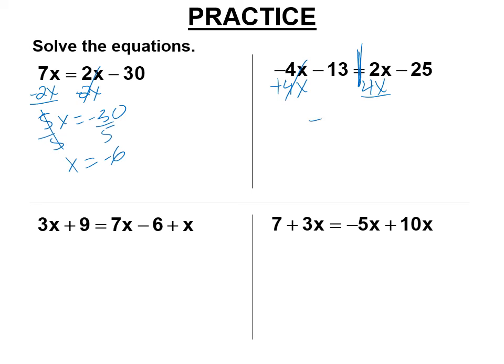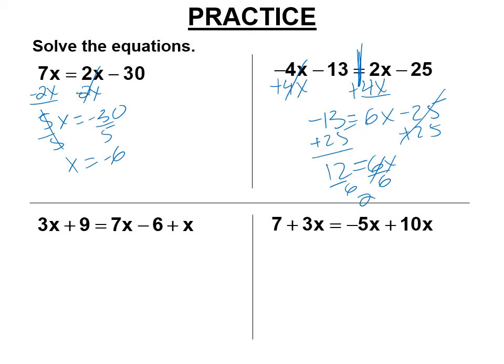All right, get rid of the negative 4x because it's smaller than 2. And you get negative 13 equals 6x. I add 4x. I always write what I'm doing there. There's a two-step. I'm going to add 25 to both sides. Negative 13 plus 25, I believe, is positive 12. Divide by 6. 2 equals x.